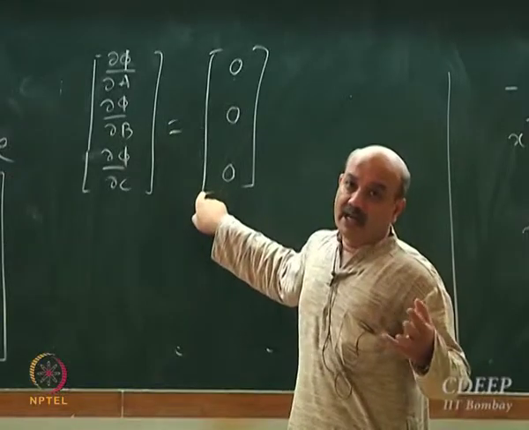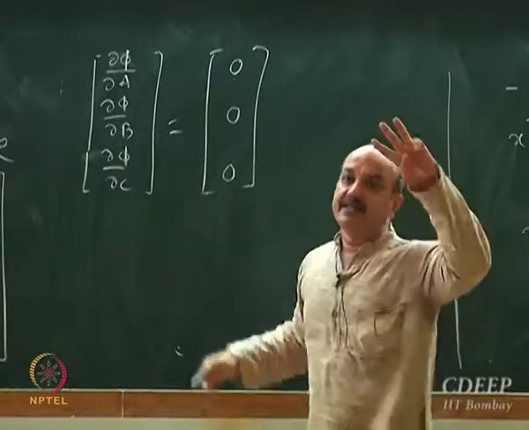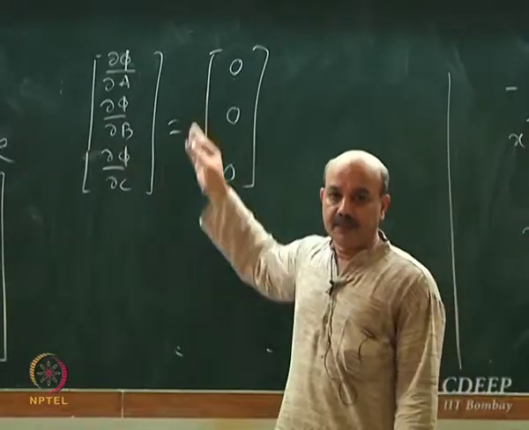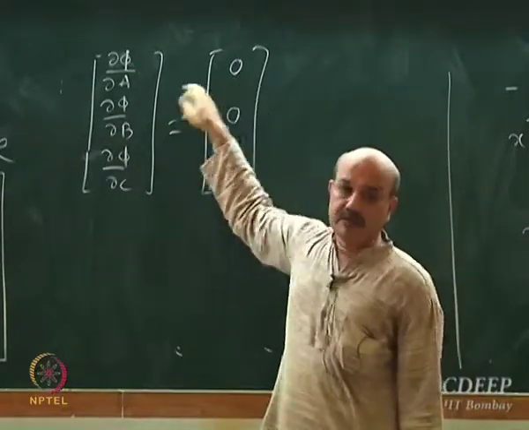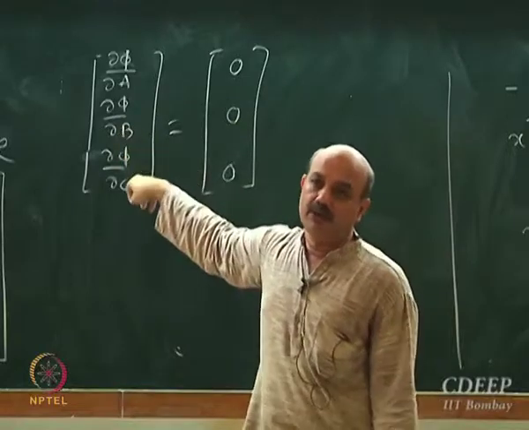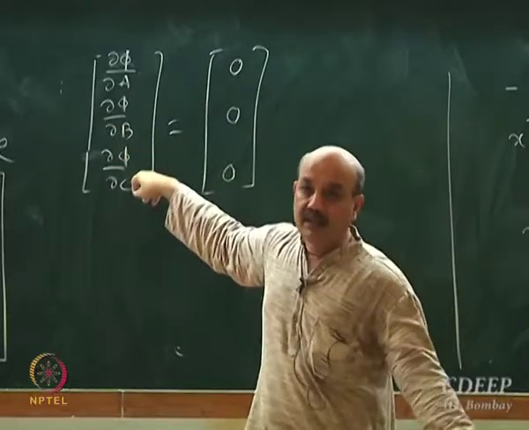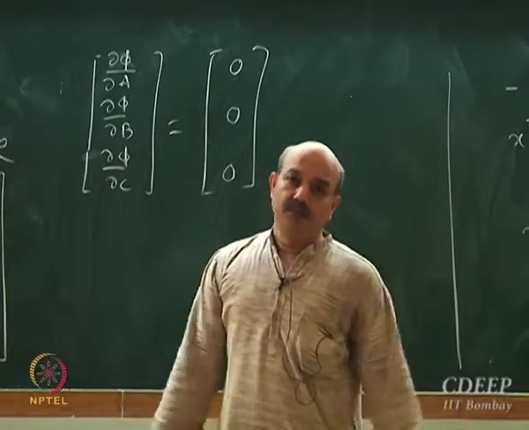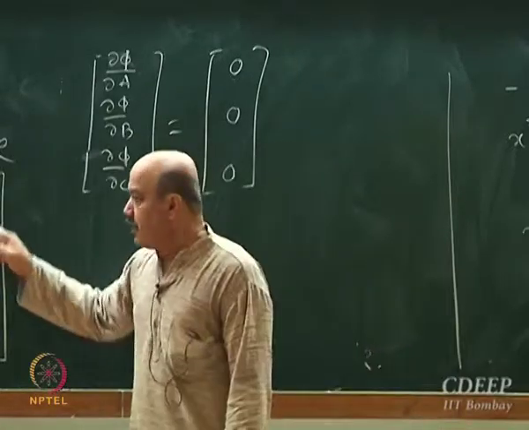Well, I started by saying for the CP problem, we need three extra equations. These are the three extra equations. Dou phi by dou A equal to 0, dou phi by dou B equal to 0, dou phi by dou C equal to 0. In general, if there are m such parameters with respect to which we want to optimize, then we have m equations here.